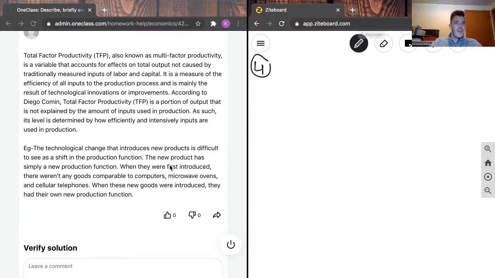There's a measure of the efficiency of all inputs to the production process, and is mainly the result of technological innovations or improvements. According to Diego Coleman, total factor productivity is a portion of output that is not explained by the amount of inputs used in production. As such, its level is determined by how efficiently and intensively inputs are used in production. So it's sort of a catch-all.